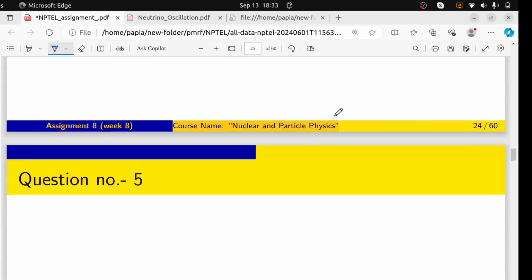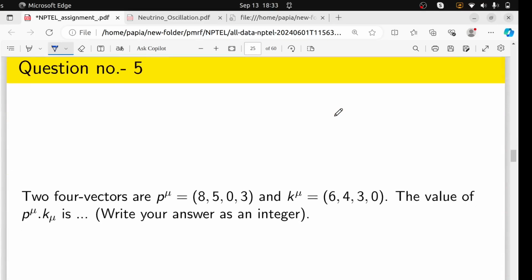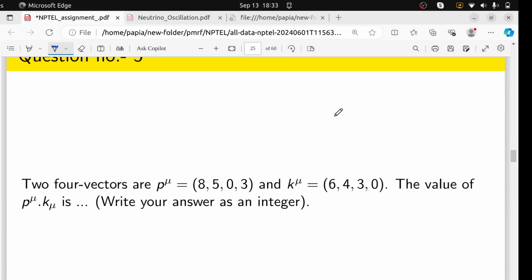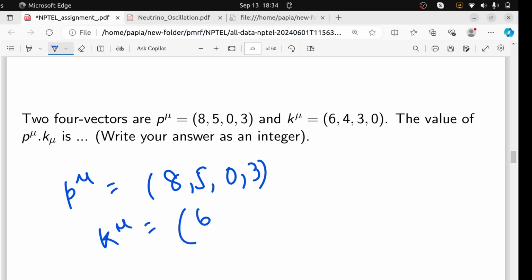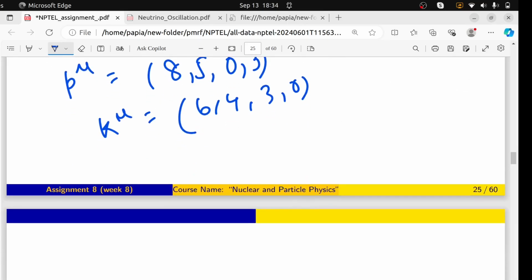Okay, then next, question number 5. Two 4-vectors are p mu equals 8, 5, 0, 3 and k mu equals 6, 4, 3, 0. What is the value of p mu k mu? So p mu is 8, 5, 0, 3. K mu is 6, 4, 3, 0.